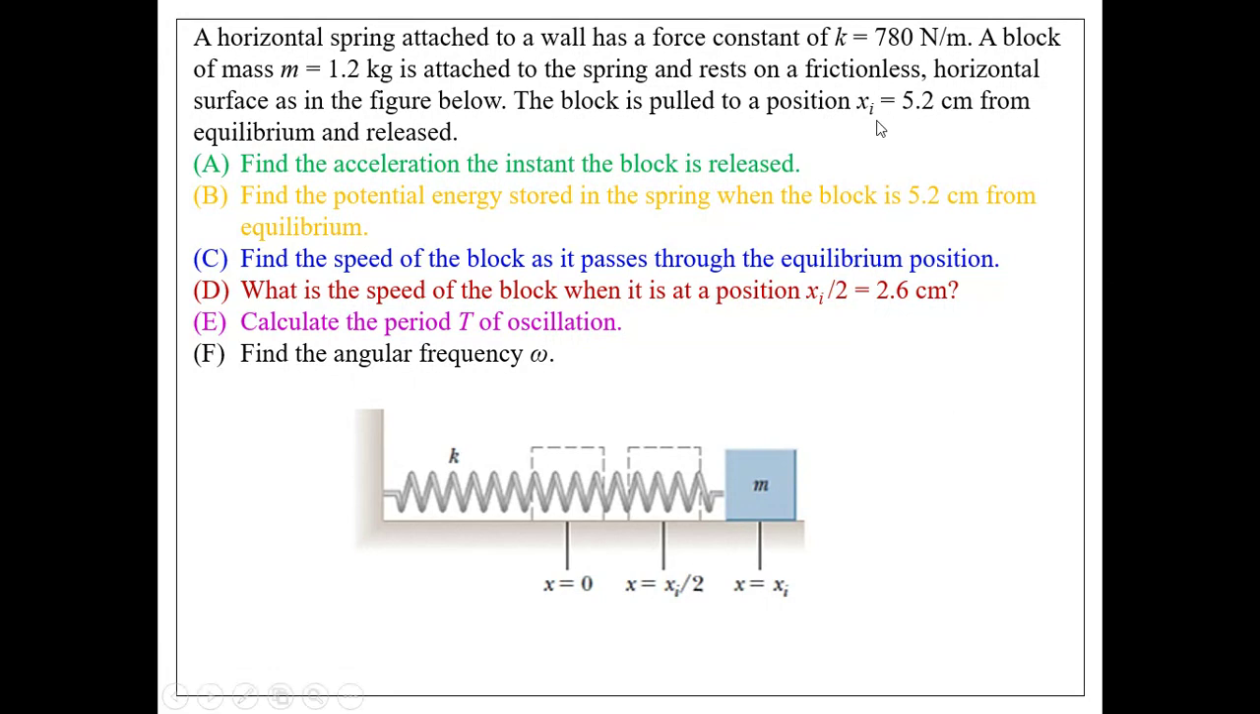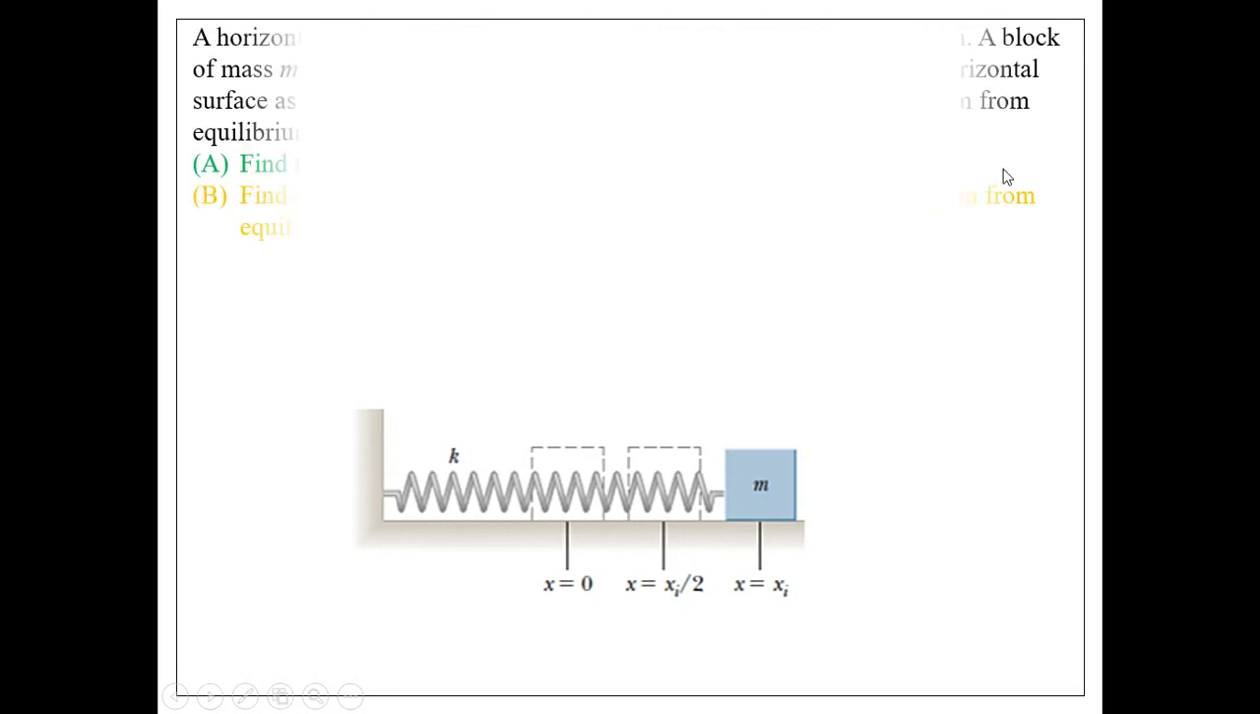So the first thing I want to point out is that the distance pulled here is given in centimeters, so make sure you convert that to meters so that it matches the unit for the spring constant, because it is in newtons per meter. Okay, so let's go ahead and crack out A and B.